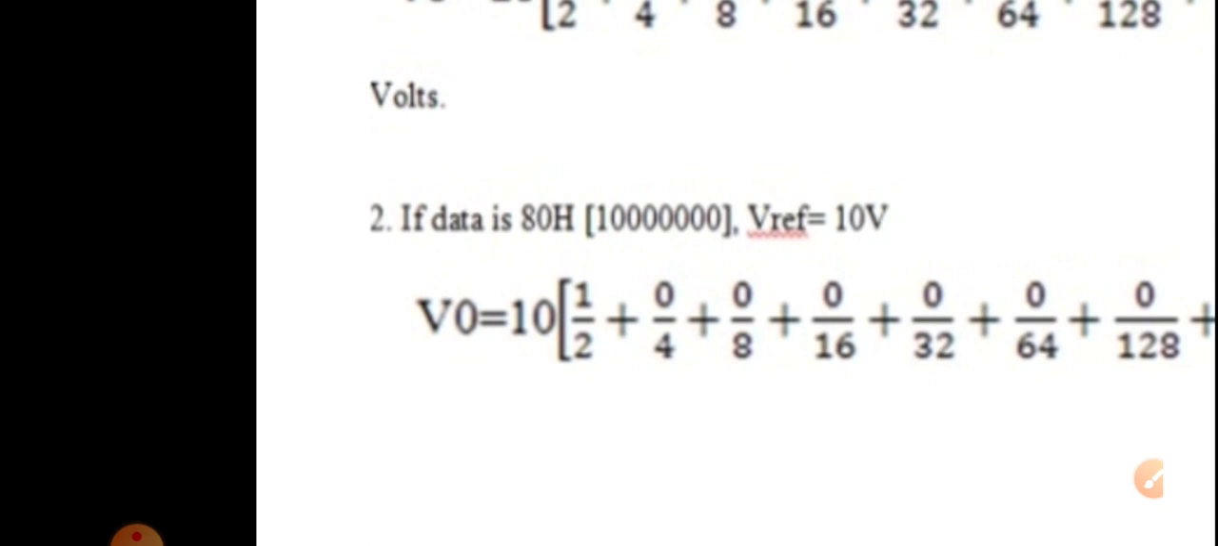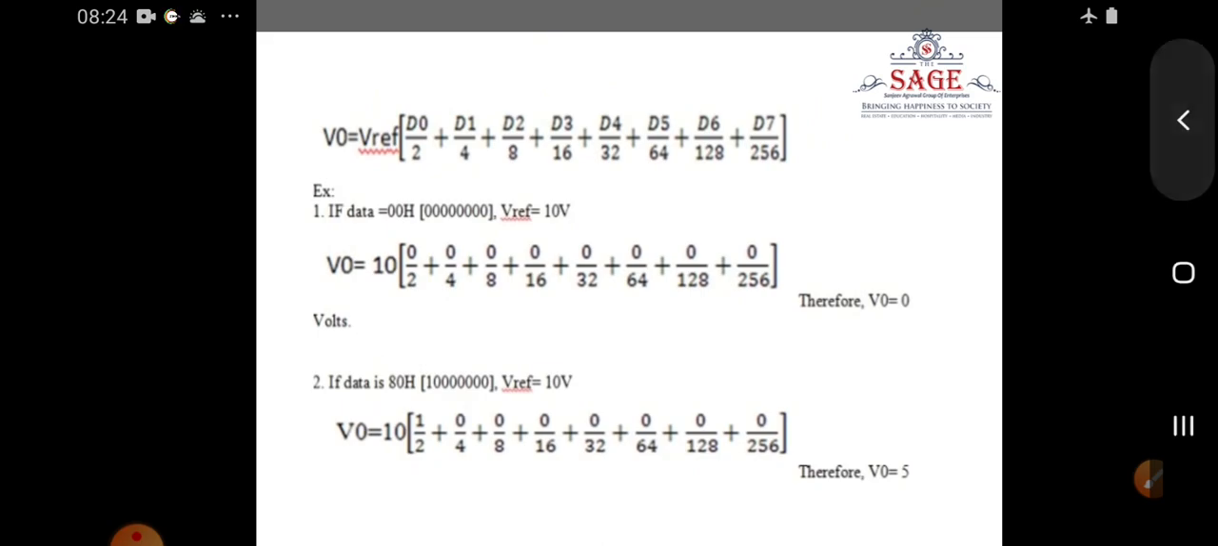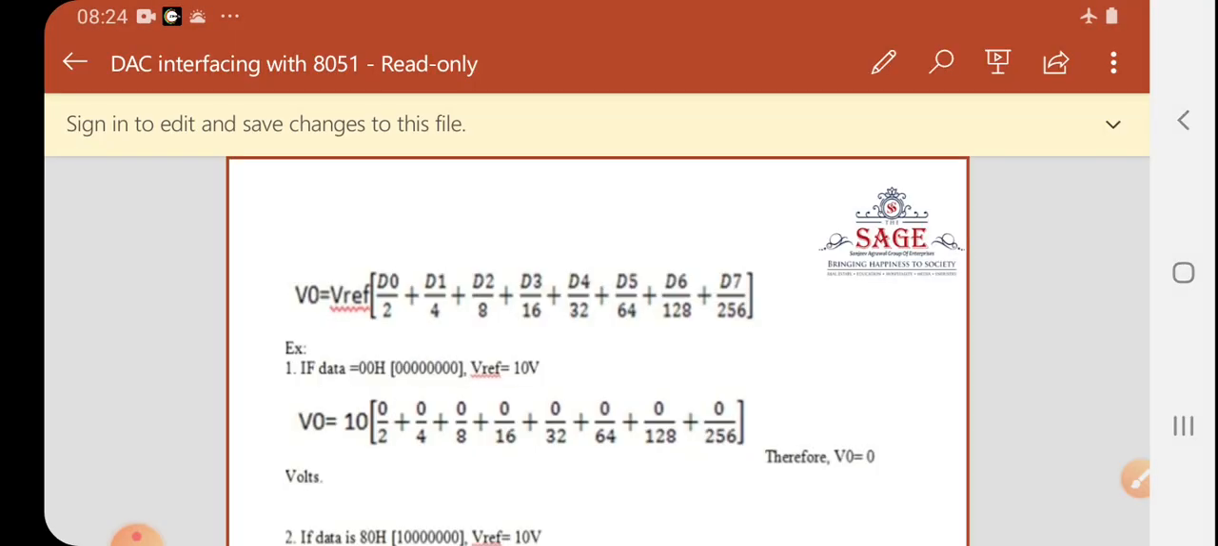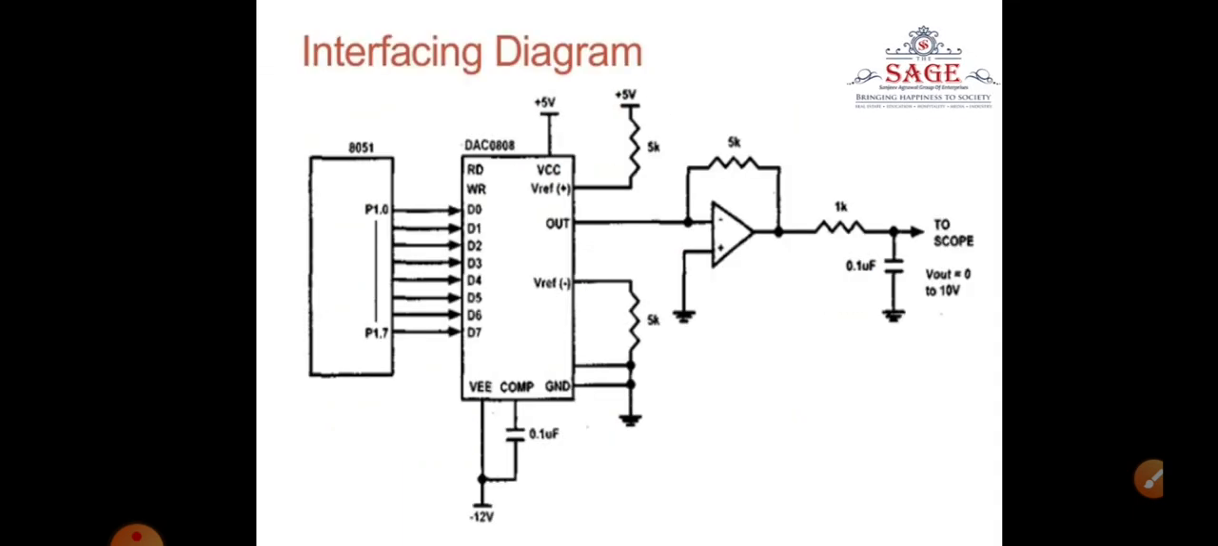If data is FFH, so now the question for you: if the data is FFH, then what is the output of V0? This is the question for you. You have to calculate by the same method. So by this method, we will calculate the output voltage.